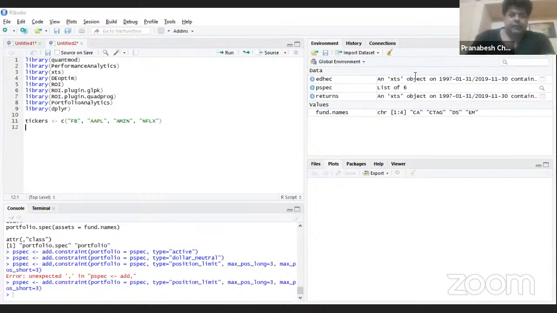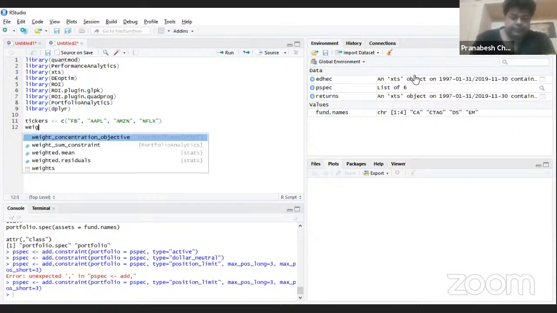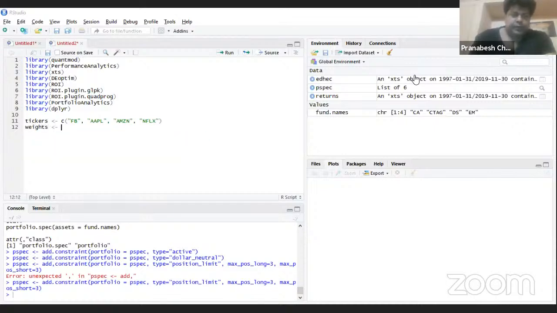Netflix. Okay, so we have these 4 tickers. We will assign weights to them, and let's assign 0.25, 0.25, 0.25, 0.25. Here we are explicitly assigning weights to each one of our assets, right? We never did it before, if you will remember.